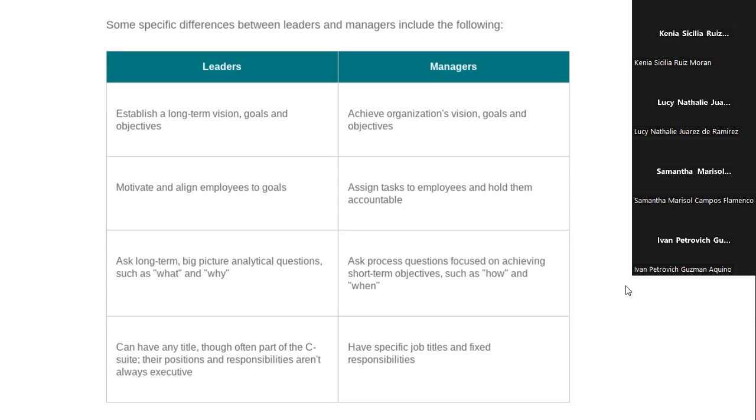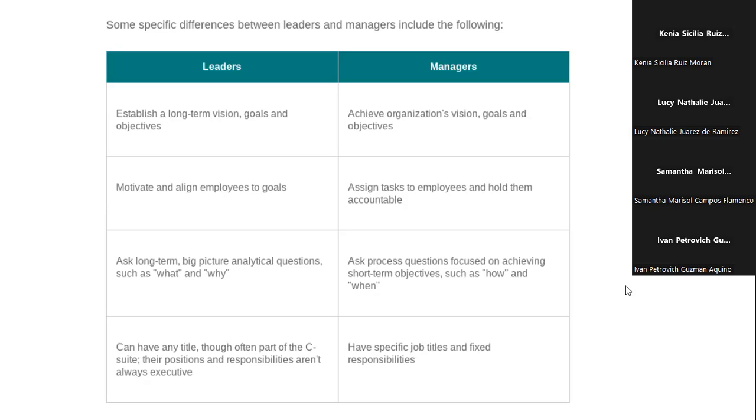And in the last one, it says, can have a title, so often part of the C-suite. Their positions and responsibilities aren't always executive. The C-suite is like the CEO in positions like management at the top. And the other one, in managers, has specific job titles and fixed responsibilities. So this is what you have to do. So in the first one, it's like motivate people, encourage, and the other one, create a report, send emails. So that is the main.